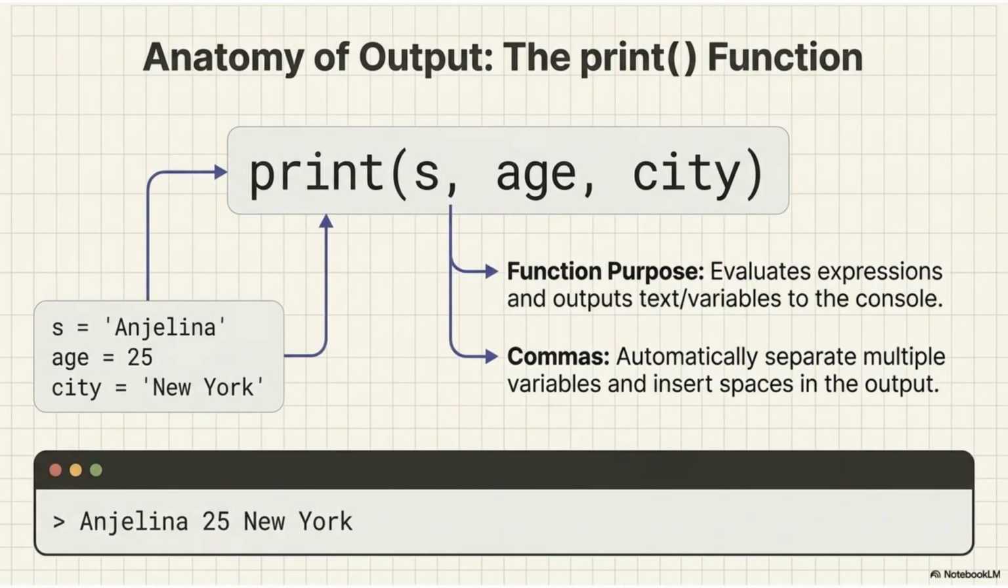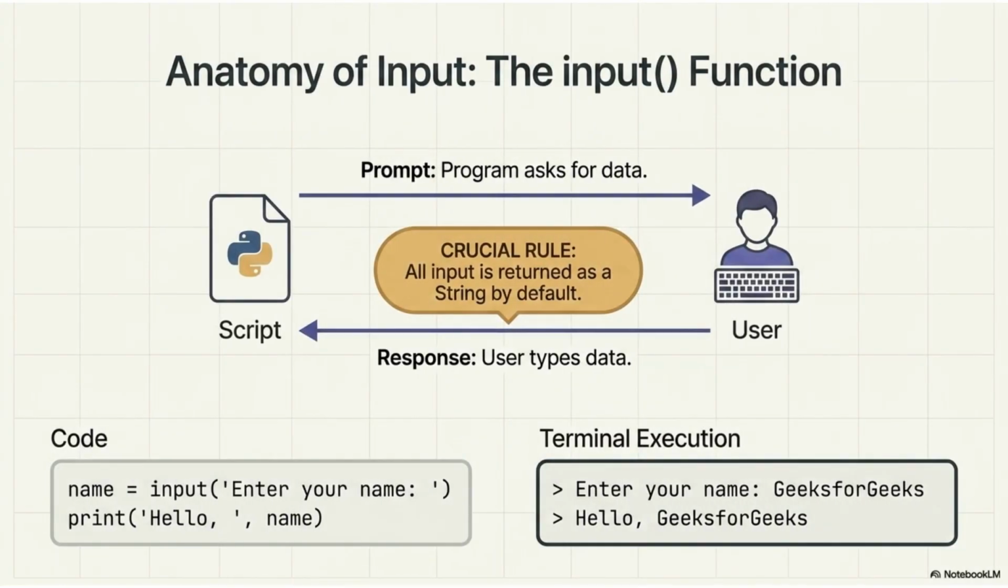For output, the print function is essential. It evaluates expressions and displays them to the console, automatically separating multiple items with a space. When it comes to input, Python's input function captures user data as a string. Always remember that any information entered by a user is treated as text by default.